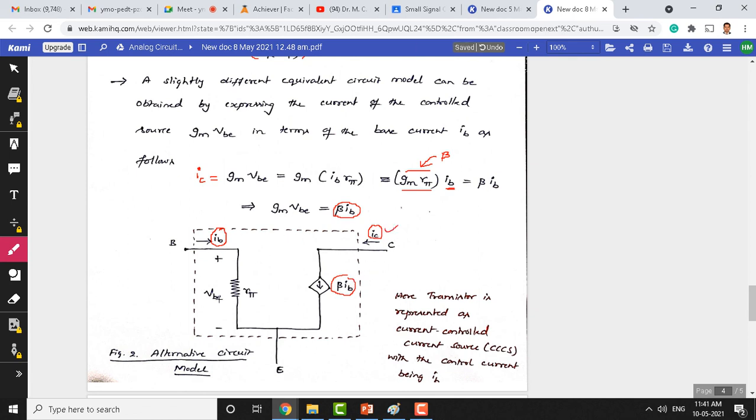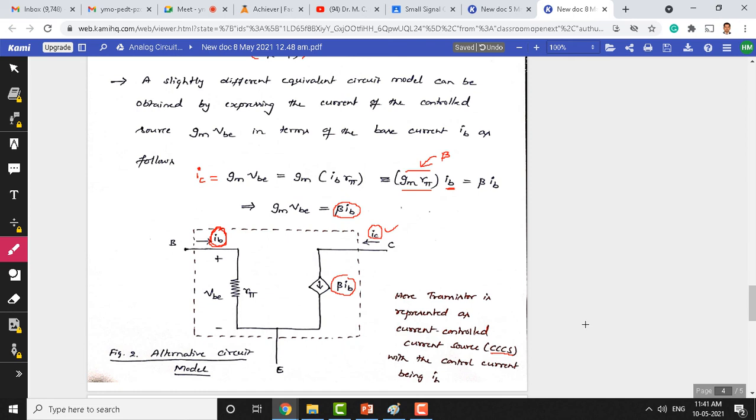So therefore this model is an alternative circuit model. This model is based on the BJT behavior as a current controlled current source. As you can see, this is a current source at the output, which is controlled by this base current. So, base current controlled collector current source. That is the technique adopted in this alternate circuit model.